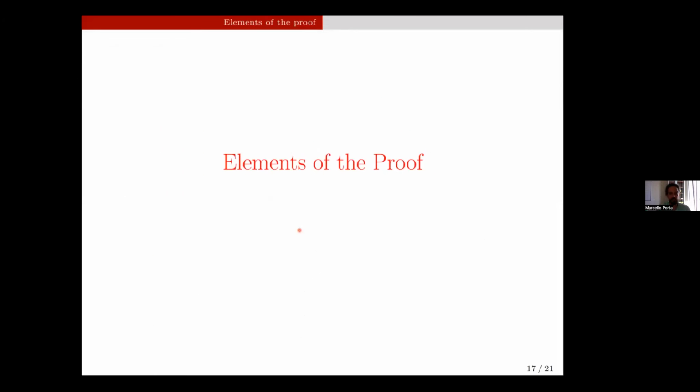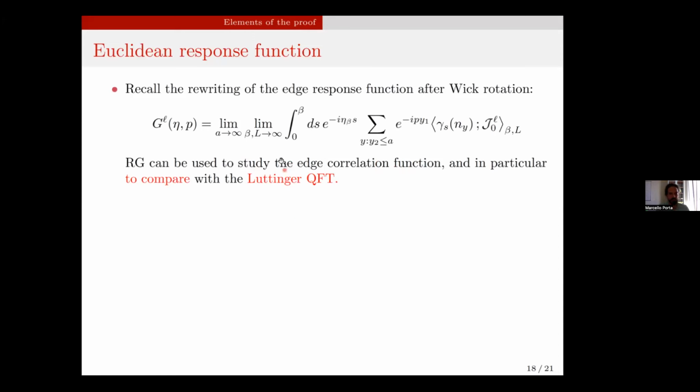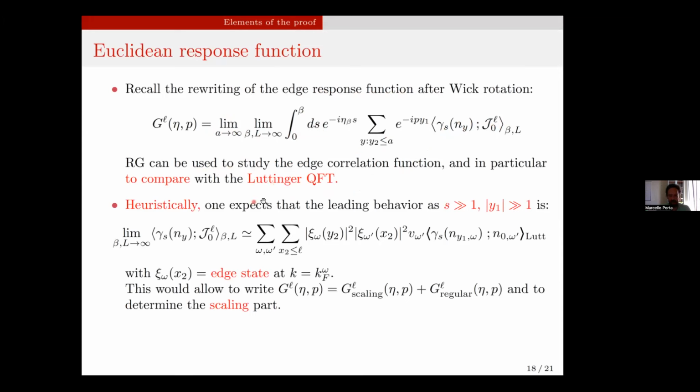Okay, now let me give you a few elements of the proof. The starting point is the rewriting of this edge response function after Wick rotation. This is now written as the Fourier transform of a Euclidean correlation function. And this Euclidean correlation function is what you can study using renormalization group methods. In particular, you would like to extract from this object its contribution due to its approximation via the Luttinger model.